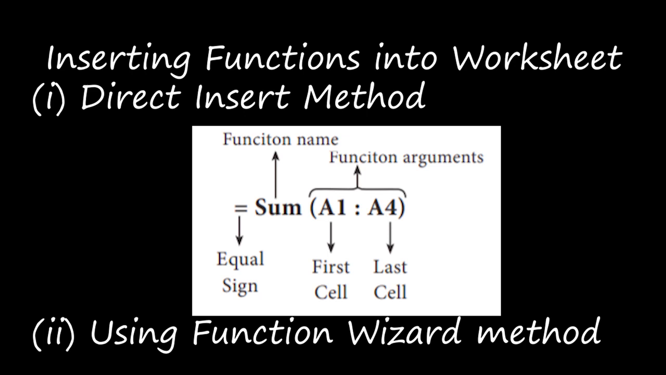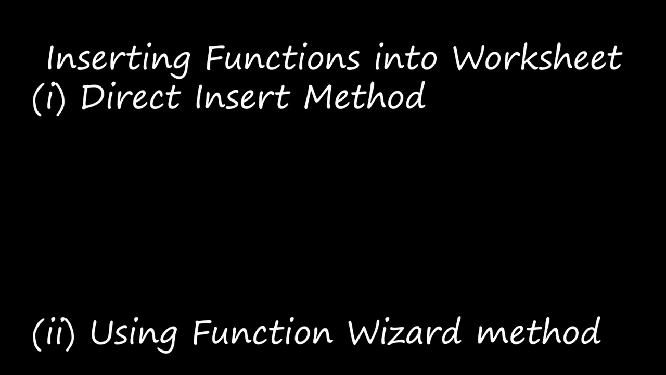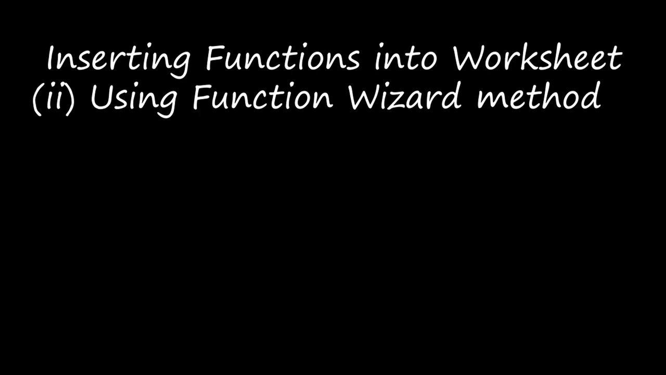The next type is using the function wizard method. A function can be inserted using the function wizard, which is a dialog box that provides a step-by-step procedure to insert a function. It can be done by clicking the function wizard icon on the formula bar, or you can go to Insert and select Function. The shortcut key for that is Control F2. Here the function category has a drop down list box.